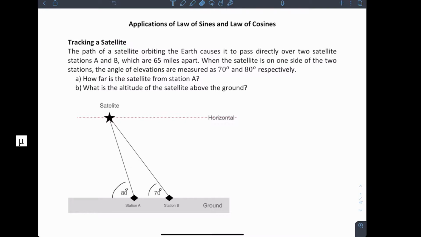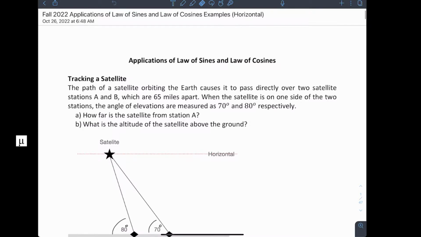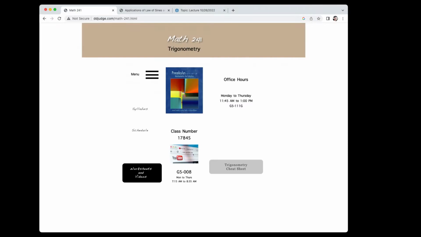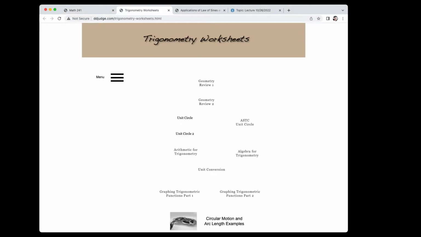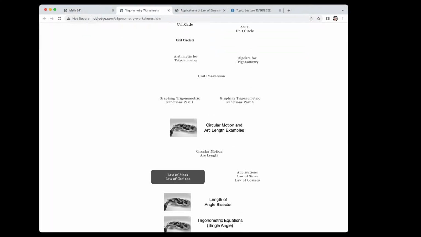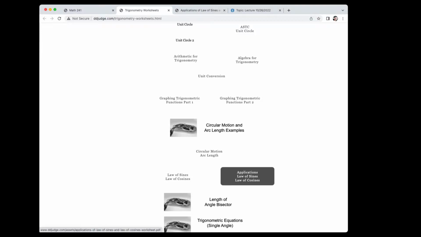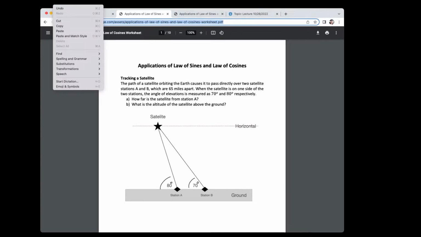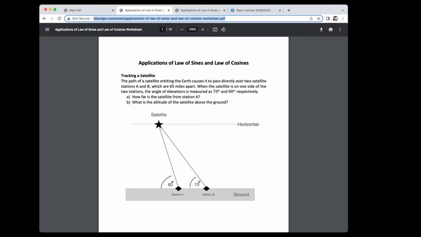I'm not going to say your name for this because I might make this particular video public, because we're going to go over some things. I'm going to go to my website here, and I'm going to share with you where this is. This is applications of law of sines and law of cosines. So I did a whole application. I should have numbered it like 1, 2, and so on. And I'll put it in the chat there.